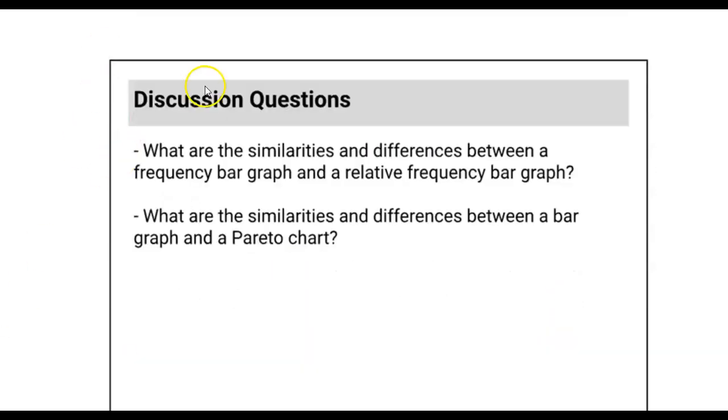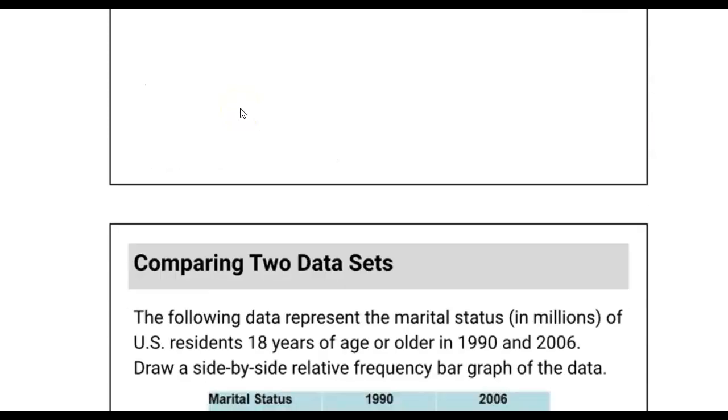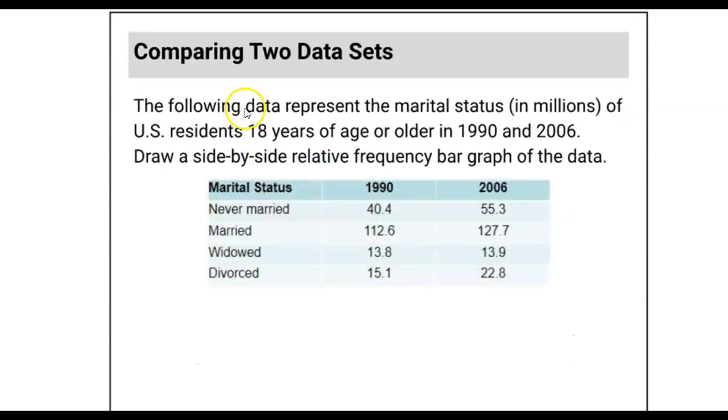Moving on. So we're going to save the discussion questions for the actual lecture in class. But let's take a look at comparing two data sets and give you motivation as to why we construct data displays. So in this case, we have marital status of U.S. residents 18 years of age or older in 1990 and 2006. Here in 1990, there was 40.4 million U.S. residents 18 years of age or older that were never married. 112.6 million residents that were married.